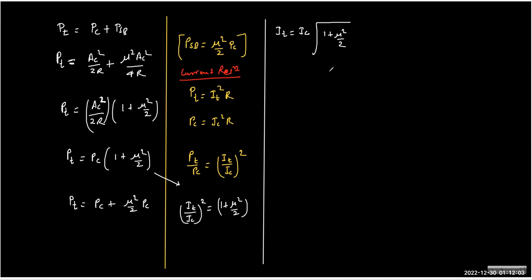So let me do some questions for you. A simple question will be like this. An audio signal of amplitude 0.1 volt is used in amplitude modulation of a carrier wave of amplitude 0.2 volt. Calculate the modulation index.